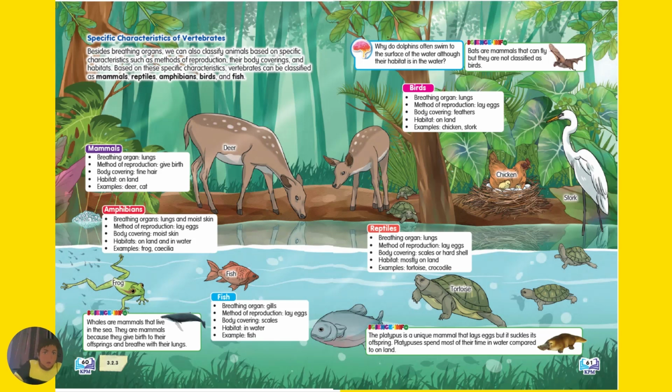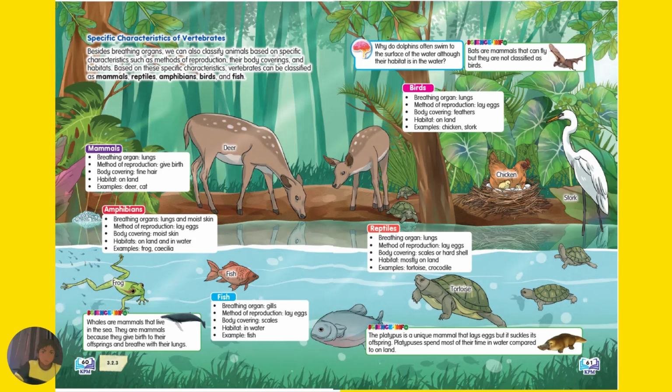And then the last one is the examples, like deer and cat. So that is about the mammals. Please remember, mammals give birth and give milk to the young, or babies. The breathing organ is lung, the method of reproduction is give birth, the body covering is fine hair, and its habitat is on land. An example: deer and cat. Okay, that's number one. Now we go for amphibians.